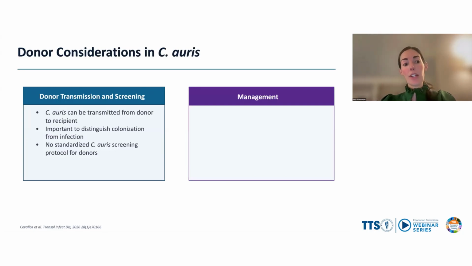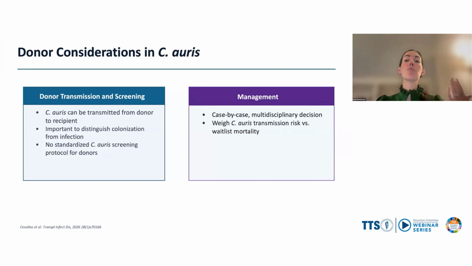So what do we do if we hear that the donor has Candida auris? Well, really, we don't know. This is a case-by-case decision, ideally multidisciplinary with heavy involvement from transplant infectious disease to understand what is the risk of transmission and the risk of waitlist mortality. If you do decide to accept the organ, you may want to consider prophylactic echinocandins in the recipient. But again, we really don't know, and this is something that requires a lot more data to help us understand.